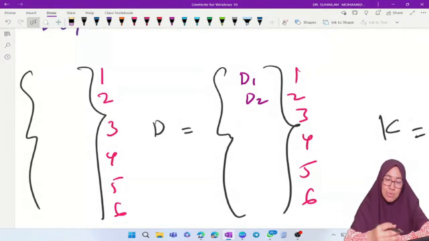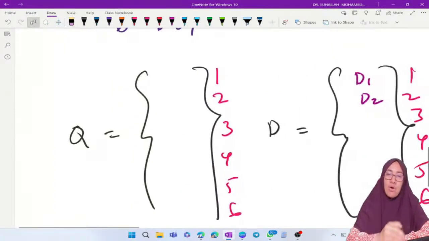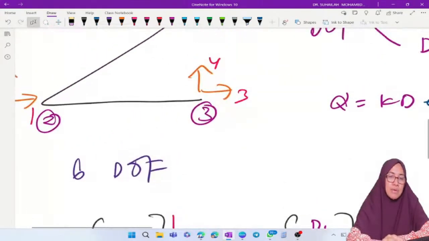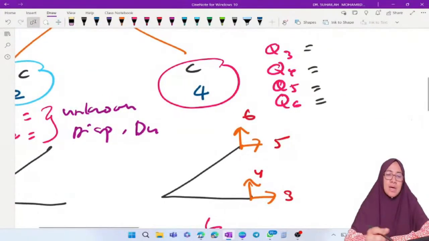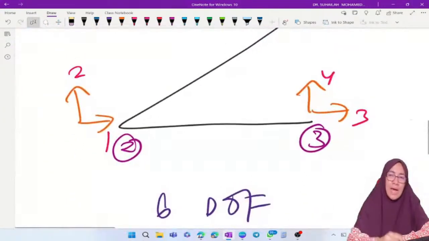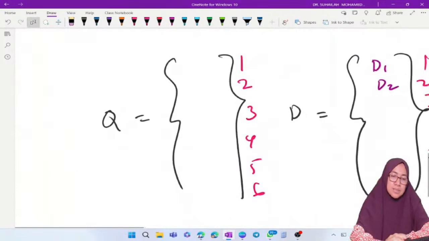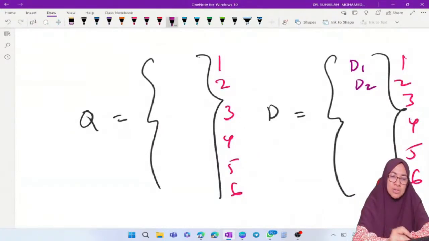And then for Q, if we refer back to this, in the constraint system there are 4 unknown reactions, starting from 3, 4, 5, 6. All these 4 are the unknowns. So we remain the unknowns as symbols. So at position 3, this is Q3, Q4, Q5, Q6.